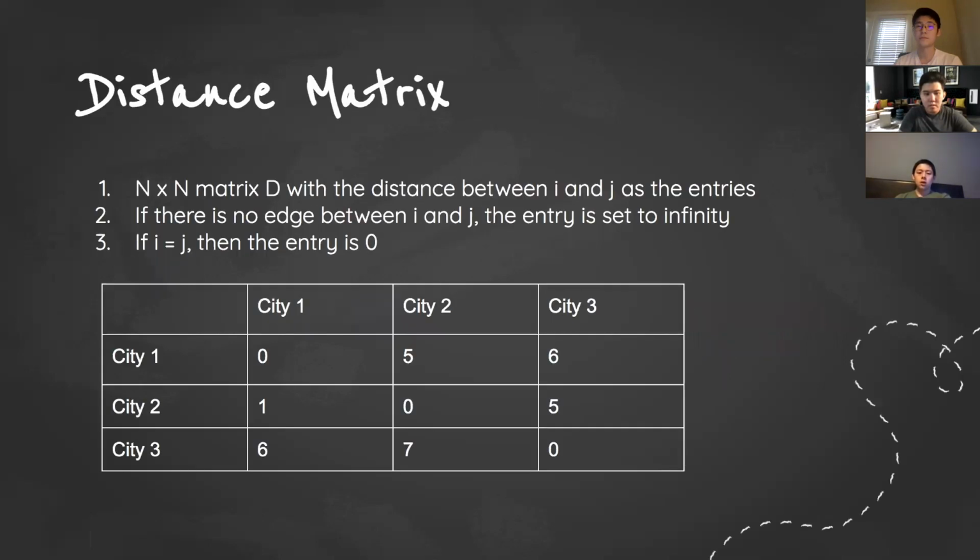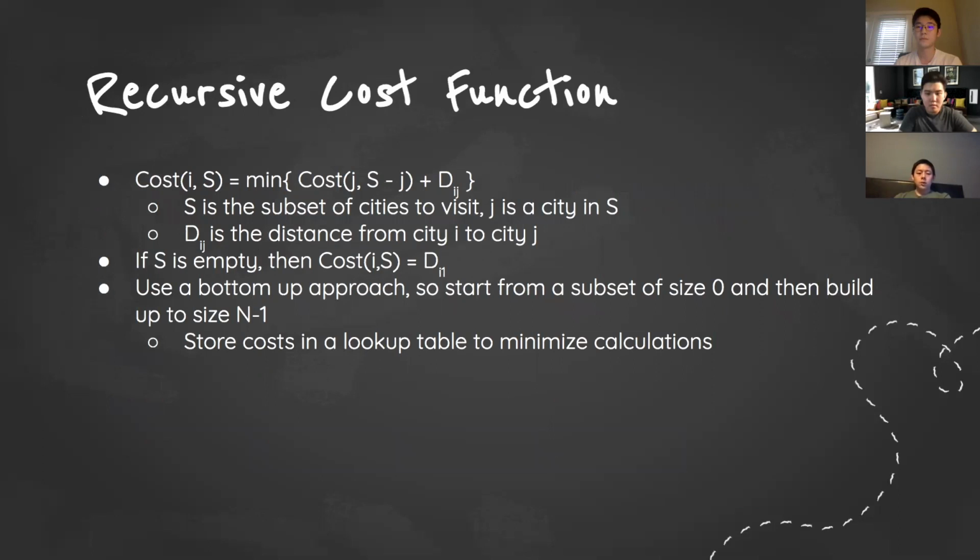So commonly with the Bellman-Held-Karp algorithm, there's a distance matrix, which is just another way to represent the TSP problem. It's an n by n matrix where each entry is the distance between city i and city j. So for example, the entry 1 means that the distance from city 2 to city 1 is 1 unit. So to use dynamic programming, we define a recursive cost function.